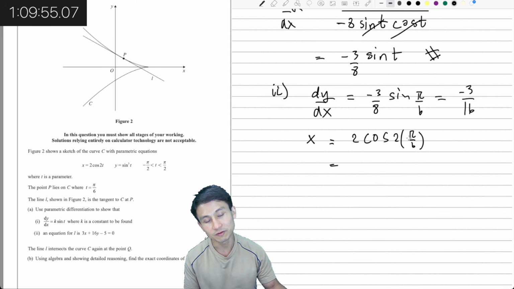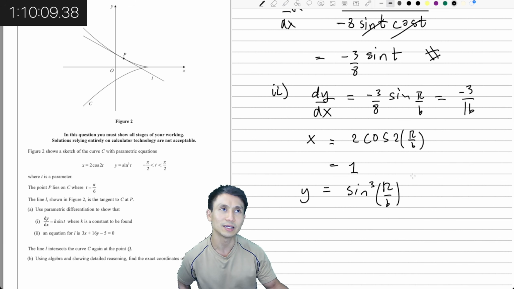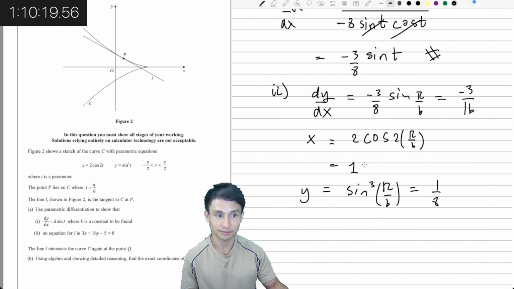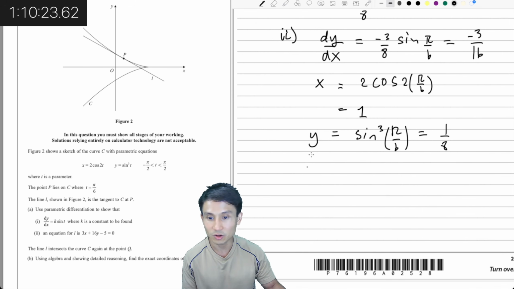So 2 times pi over 6 as the angle is pi over 3. Cos pi over 3 is 1 over 2, so that is 1. What about the y? Sine cubed of the angle pi over 6. Well, sine pi over 6 is 1 over 2, right? And 1 over 2 cubed is 1 over 8. Aha, so that's fine. So now we can form a linear equation.